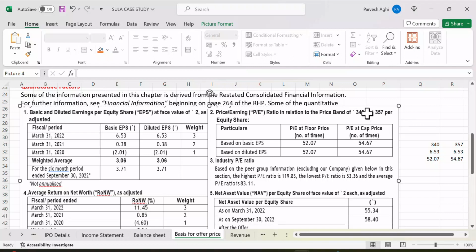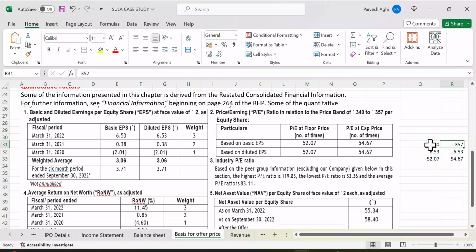Now, what was the floor price? 340. What was the upper cap? 357. So I put it here and I put it here. Now, this 6 rupees 53 paisa was the last year's earning per share. This number, 6 rupees, isn't it? So I put it here and calculated the PE ratio of the company.